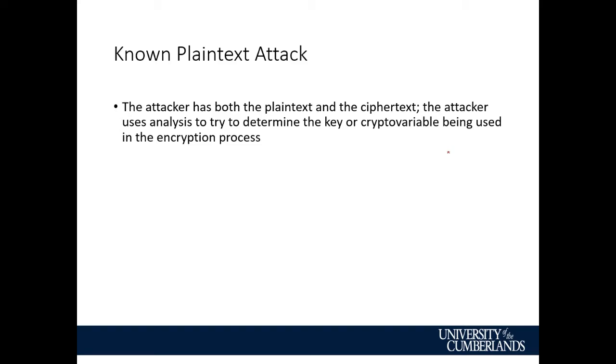Known plaintext. The attacker has both plaintext and ciphertext. The attacker uses analysis to try to determine the key or crypto variable being used. So this one just means that they have what it looked like before and after, or a sample of it, maybe not the exact file, because if you had the exact file, you're there already. But then they would try to look for patterns in the plaintext and ciphertext and how they came about.